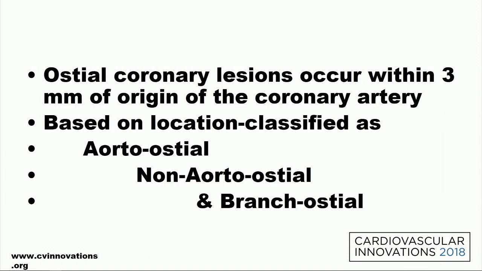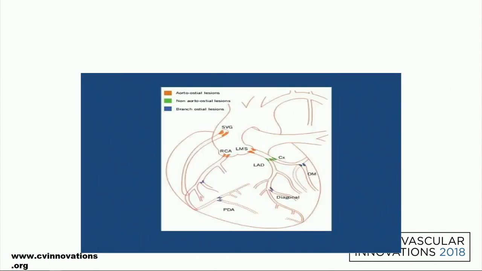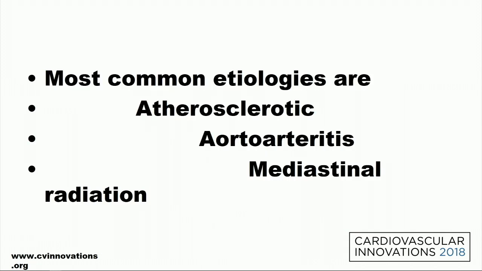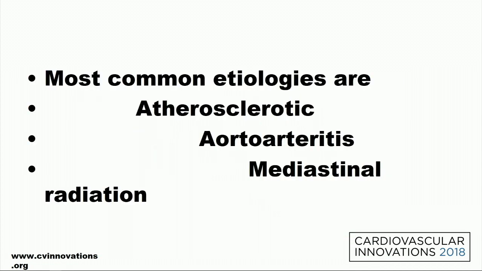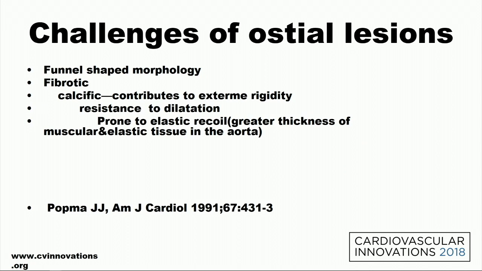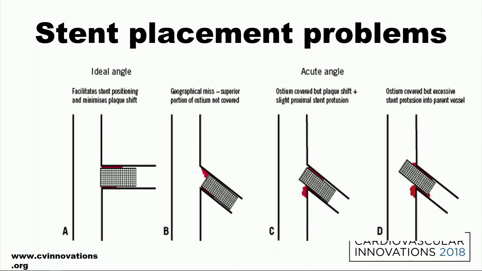Ostial lesions are very interesting because they occur within 3 millimeters of the origin of the coronary artery. They are often missed in routine angiograms, and they're classified as ostial, non-ostial, and branch-ostial. In these figures, orange is ostial, green non-ostial, and blue branch-ostial. The most common etiologies are atherosclerosis, aortitis, or mediastinal radiation. The challenges of these lesions are that they are funnel-shaped, fibrotic, calcific, resistant to dilation, and prone to elastic recoil.